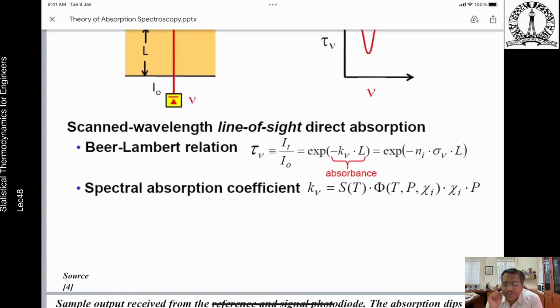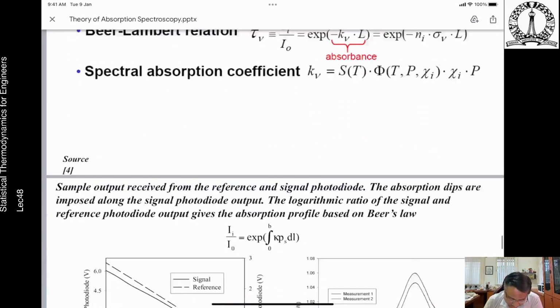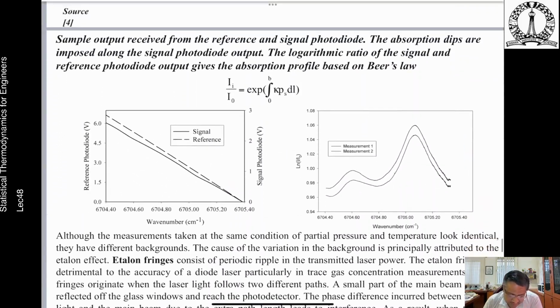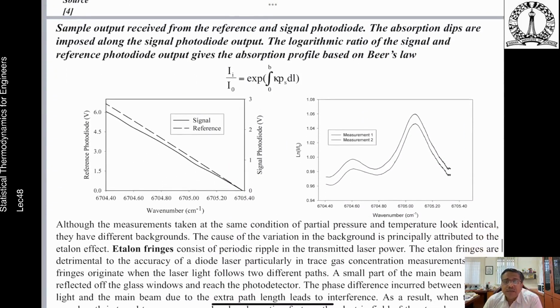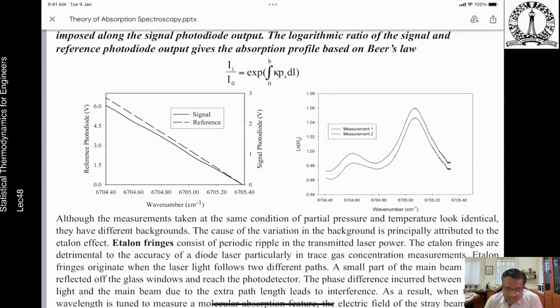So this is the line of sight based direct absorption. It is averaged over the distance L. Remember the distance L, over which we have averaged it out, right? And it is the logarithmic ratio. You can see the 2 different measurements, for example, they look very identical. The base is sometimes shifted, but that is not a problem. You can just move it up and down.